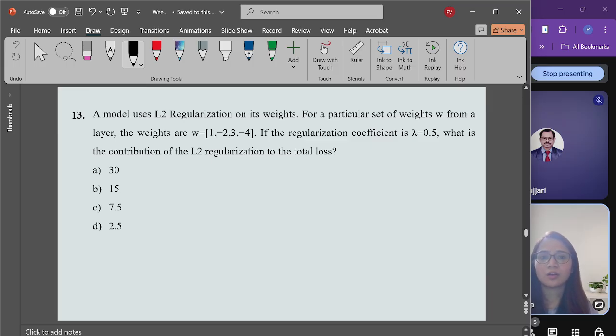What is the contribution of the L2 regularization to the total loss? So how can we calculate this? Any idea? Does anyone know how to calculate the L2 regularization loss? You must have studied this L2 regularization. Okay, so let's see the formula for calculating the L2 regularization term in the loss function.